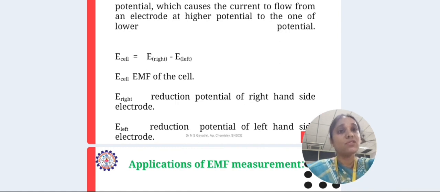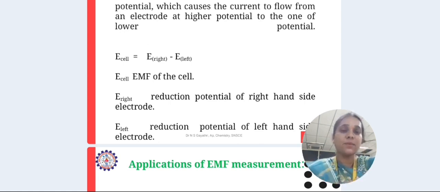Next we move on to the electromotive force, which is shortly called EMF. Electromotive force is the difference of potential which causes the current to flow from one end to another, from the higher potential to the lower potential. When the current flows from higher potential to lower potential, the potential difference occurs. That is called EMF. That is, E cell equals E right minus E left.